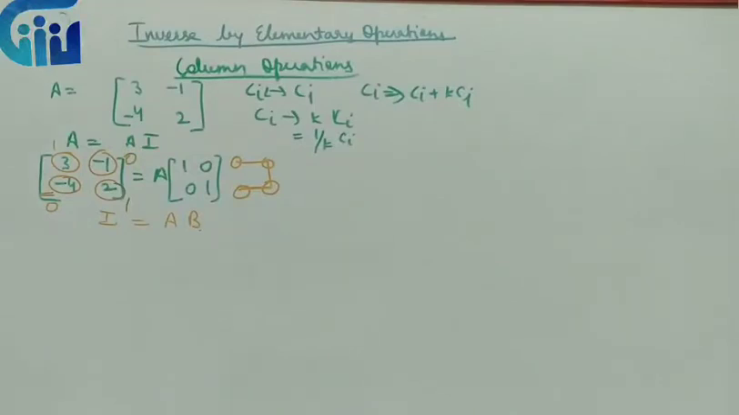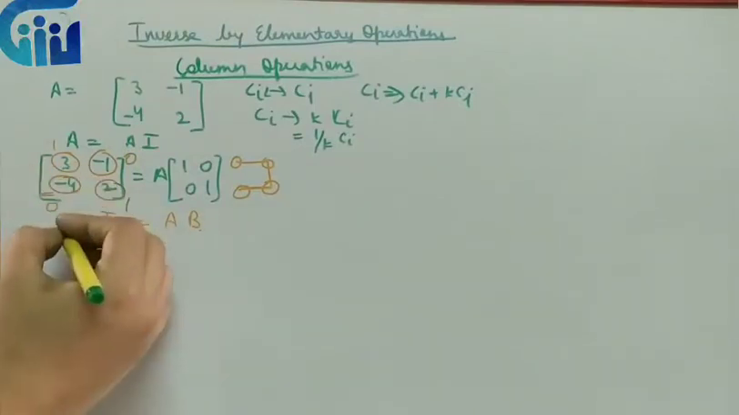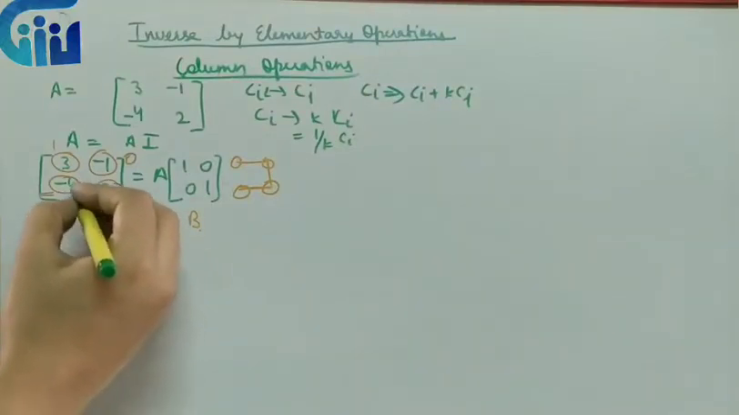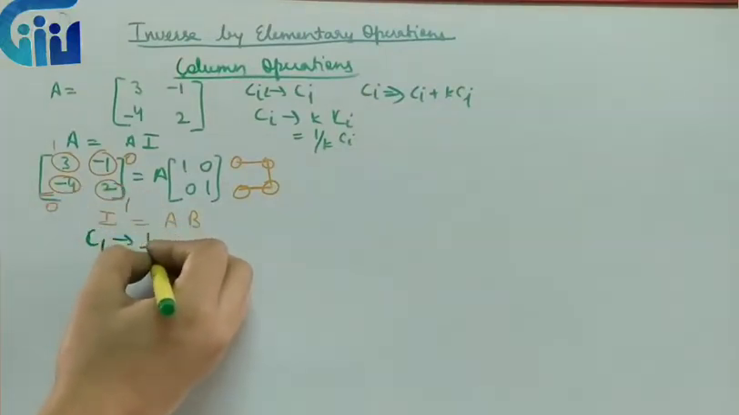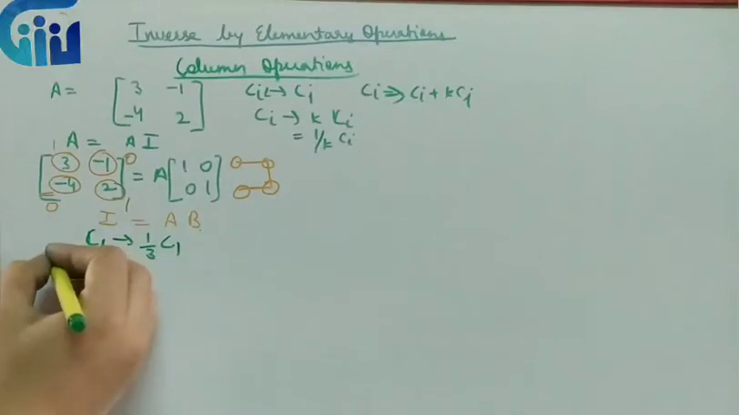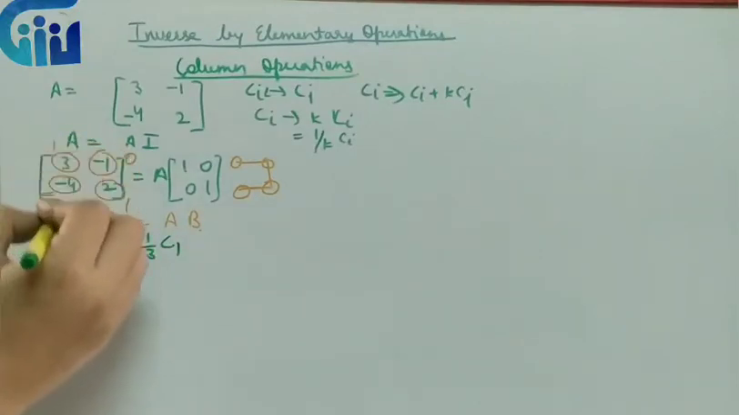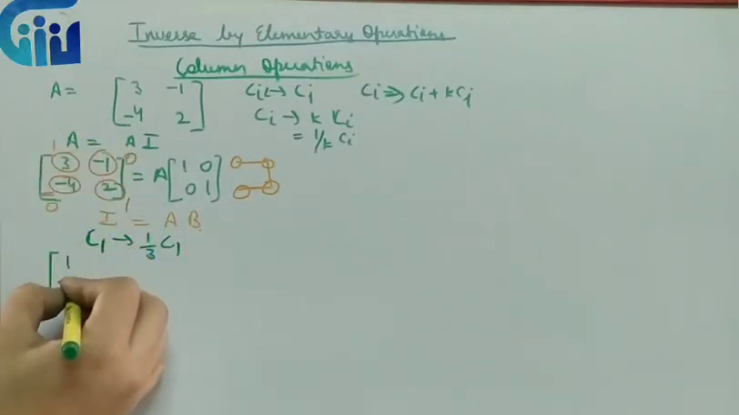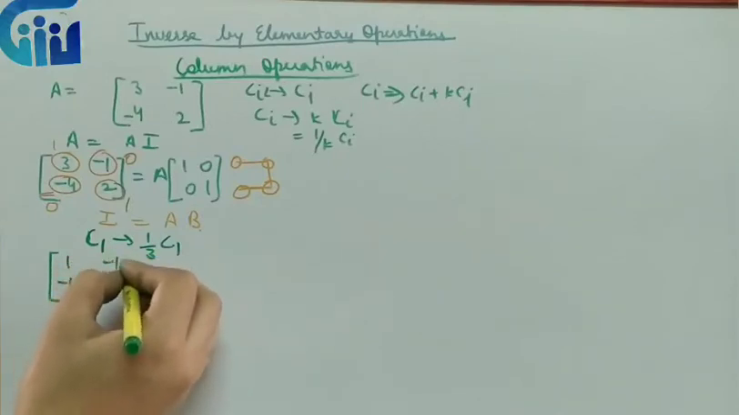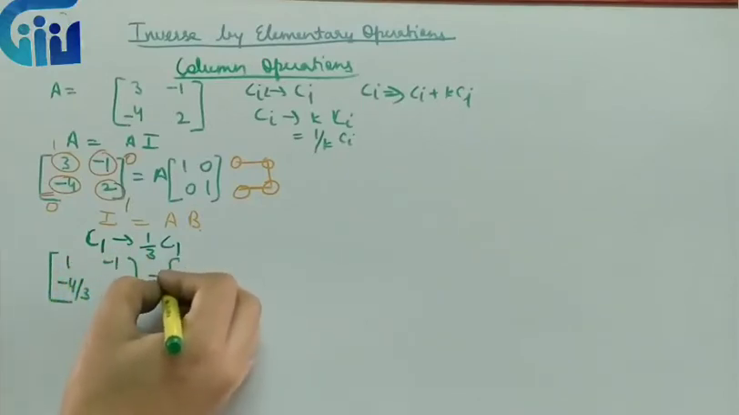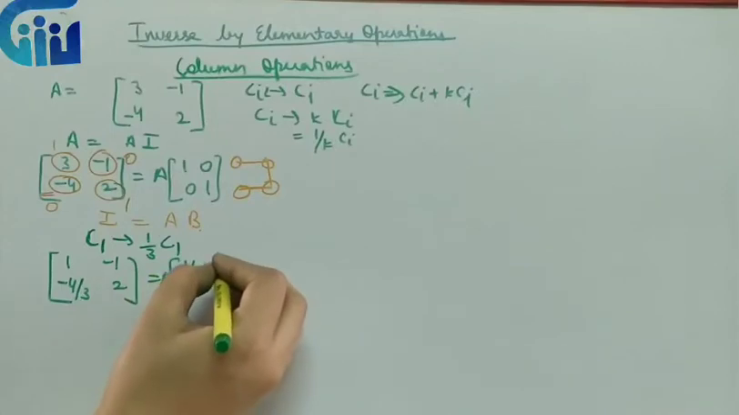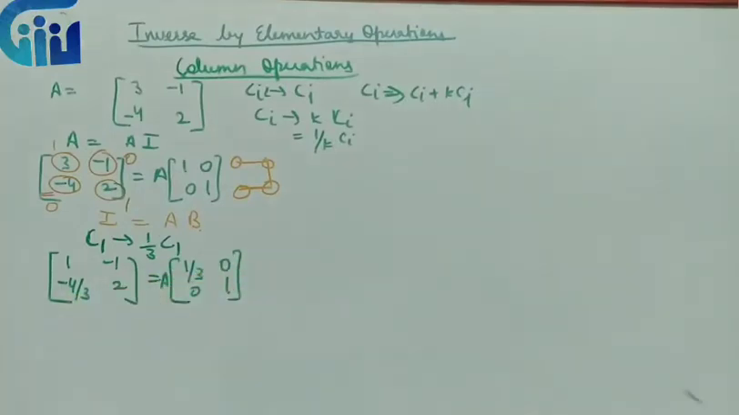I have taken the same question. So again, to make it 1, what will I do? I will write column 1 divided by 3. So over here column 1 will change. Column 1, so this is 1, this is minus 4 by 3, and this will be as it is. Column 1 means all the elements of that particular column. Column 2 will be as it is.